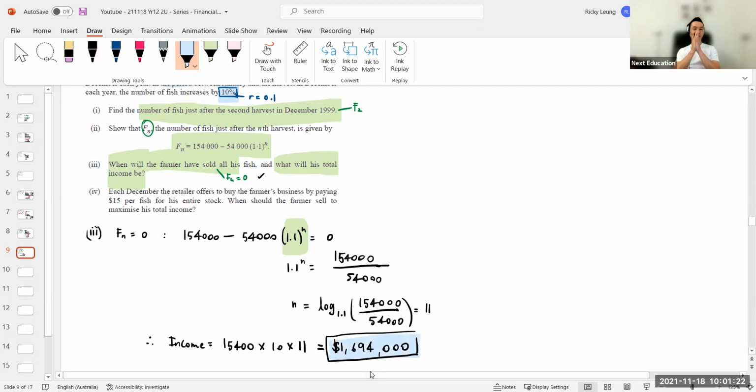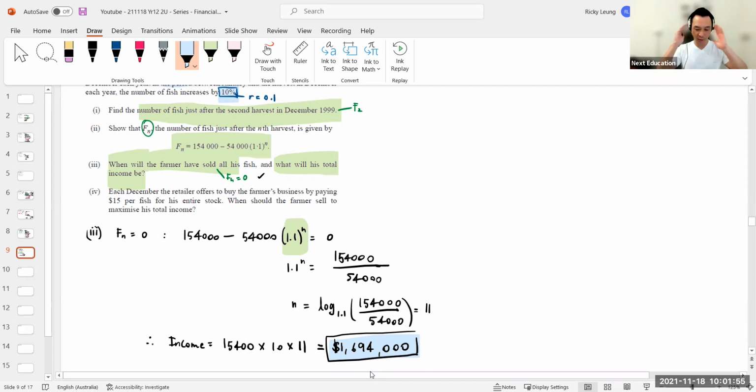Now, the next question is interesting. There's 2 ways to do it. There's trial and error, which always feels a bit unsatisfying for us. You and I, let's be heroic and explore the calculus version as well. So I like this because it's like a max-min question embedded in a series question. It's amazing. So each December, the retailers offer to buy the farmer's business by paying $15 per fish for the entire stock that's left over. When should the farmer sell?